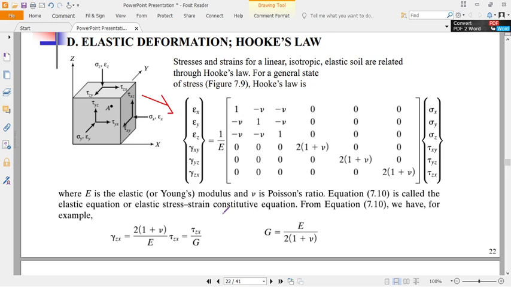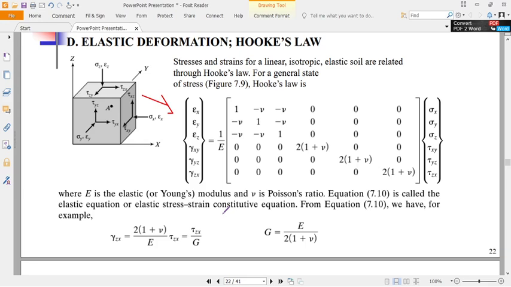So how do we come up to this? Let us take an example of this stress. Here we have what we call the axial strain. Here we have what we call the shear strain. Is that okay? The shear strains. So the shear strain is related with the shear modulus.